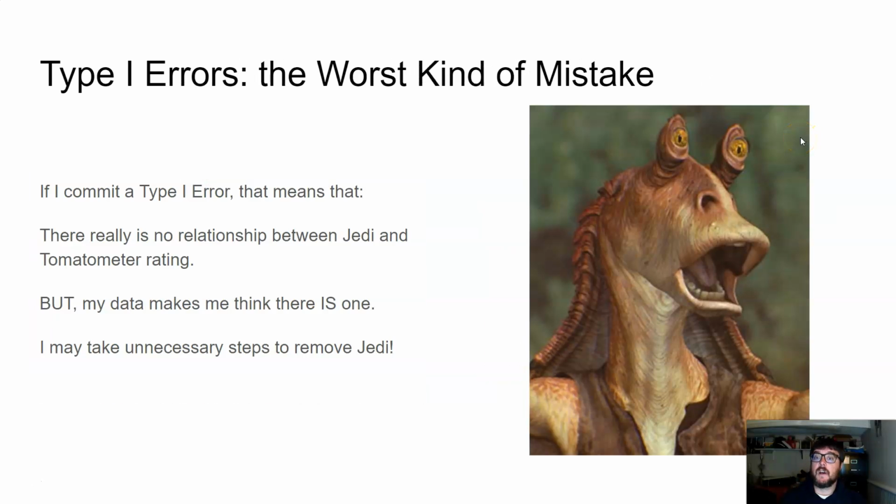Okay, so now that we've set up our hypotheses and predictions, we can actually consider what the errors might be. So the worst kind of mistake we can make would be a type 1 error. So that would mean there really is no relationship between Jedi and tomato meter reading, but my data make me think there is one. In that case, I might take unnecessary steps to remove Jedi, going back and altering the films and things like that, and that would just be a lot of effort for no result. So that would be why it's the worst kind of mistake to make.